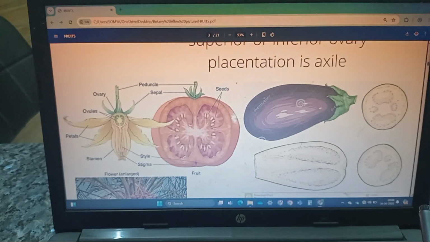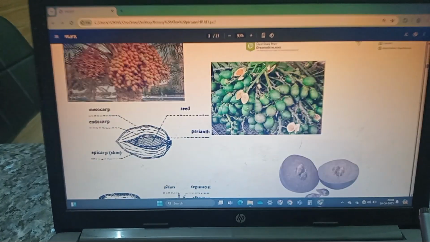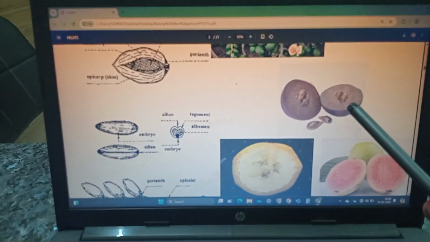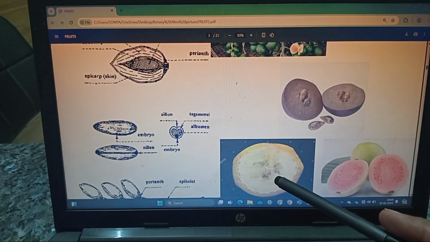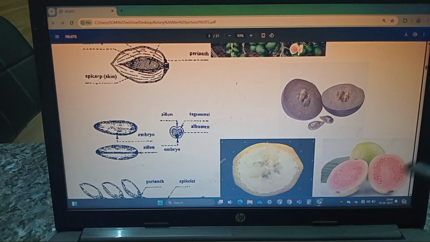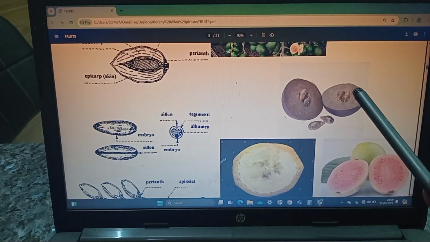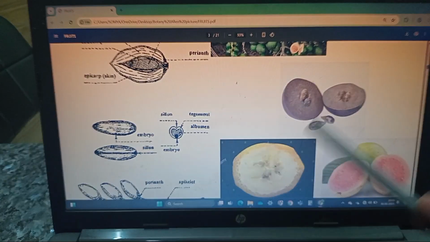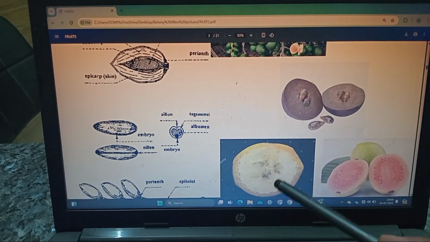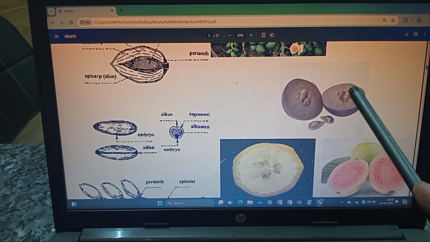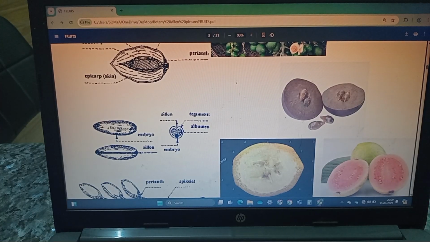Berry examples are tomato, brinjal, dates and grapes. Guava and banana are also berries. The banana also develops by parthenocarpy, so they are seedless. There are seedless grapes and seedless banana, but these are berries, not strawberry. The true berry is the grape, and guava is also a true berry.